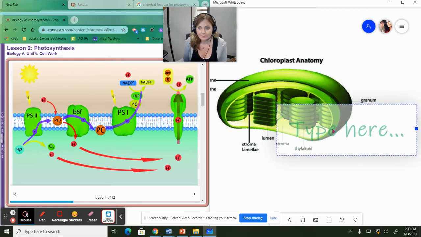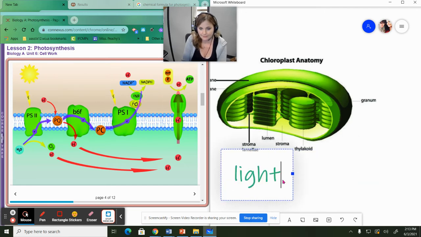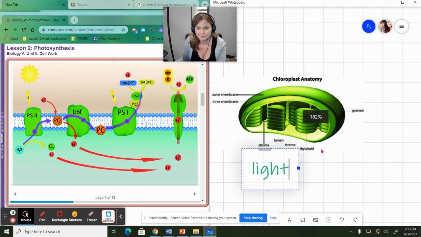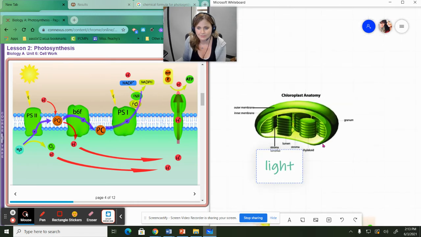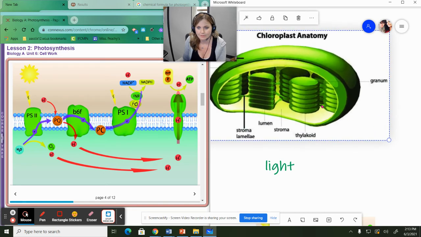So let's write that down here. Kind of large. I don't know if I need to zoom out here to make that smaller. Maybe I'll just make this bigger. Here we go.